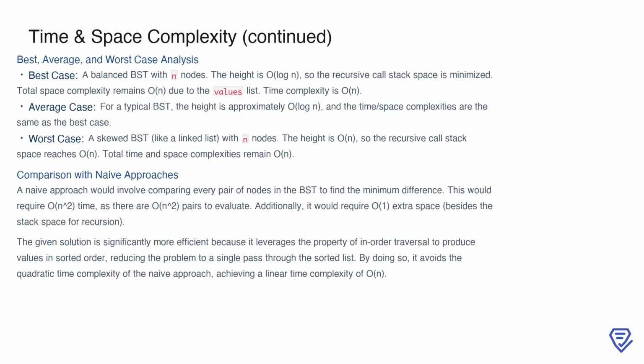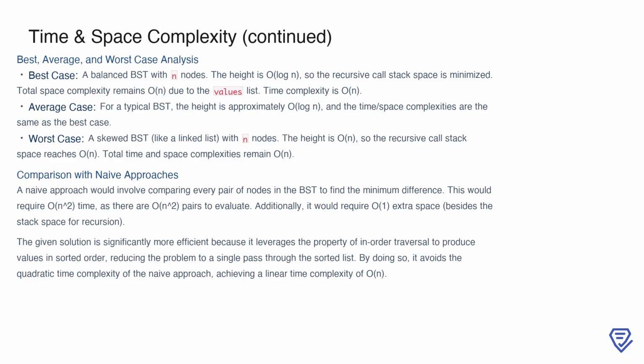Now let's analyze the best, average, and worst cases for this algorithm. In the best case scenario, we have a balanced BST with n nodes, where the height is log n. This minimizes the recursive call stack space, but the values list still requires O(n) space, making the total space complexity O(n). The time complexity remains O(n), since we still need to traverse all nodes. In the average case, for a typical BST, the height is approximately log n, so the time and space complexities are the same as in the best case.